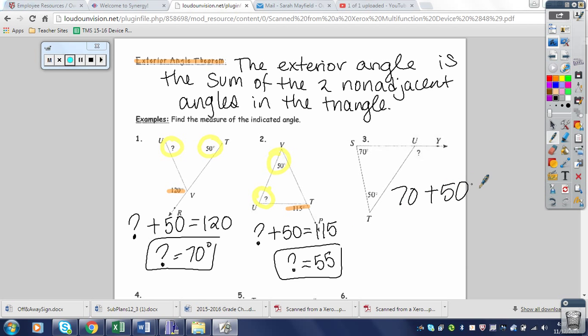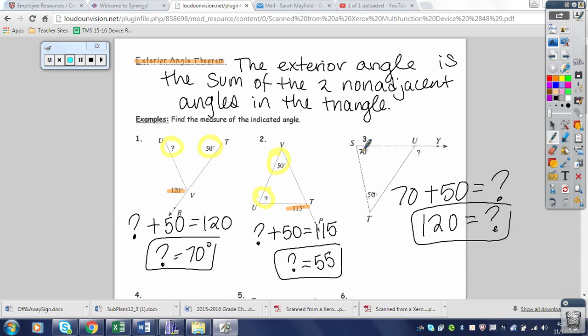70 plus 50 equals what? So you have 120. You know that these two angles have to add up to equal my exterior angle. You technically could have solved this another way.